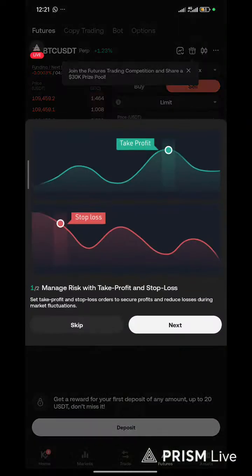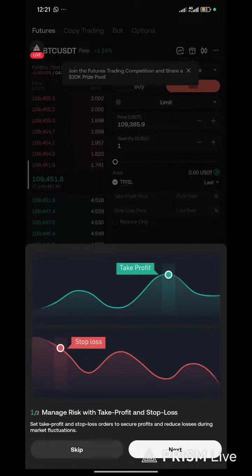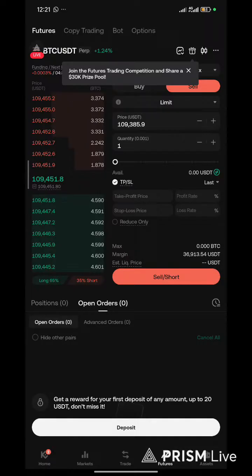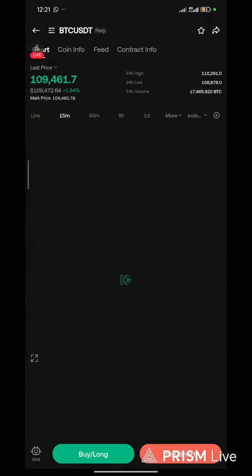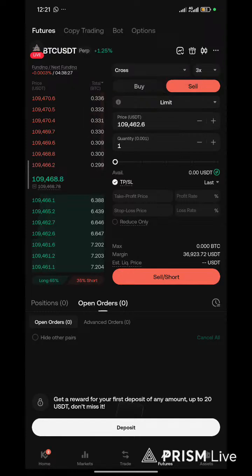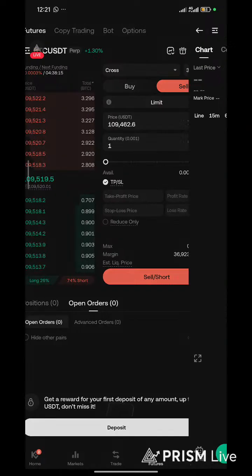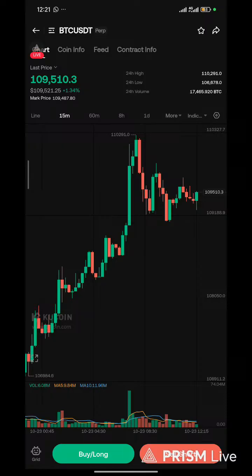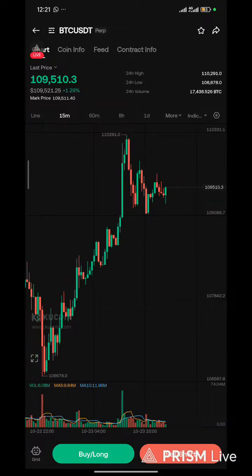Okay, next is setting your take profit and stop loss. But before we do this, can we now head over to the chart? This is the chart. I hope you can see. Above the 3x icon, you can see two candlesticks with wicks, crypto wicks, top and bottom. So let's click it. Wow, this is it.